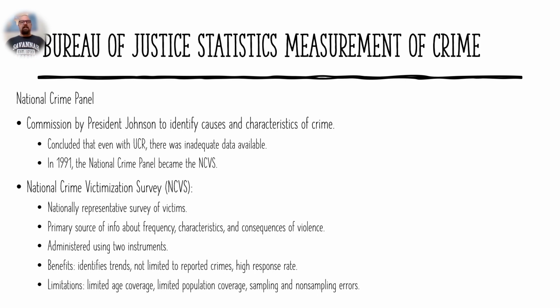And the NCVS, the National Crime Victims Survey, today is the primary source of information about frequency, characteristics, and consequences of violent victimizations against persons ages 12 and older, and property victimizations against U.S. households. So the NCVS is really our primary tool used to measure frequency, characteristics, and overall consequences of those crimes.